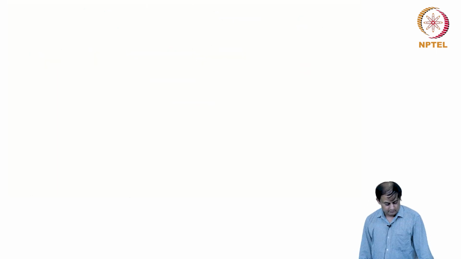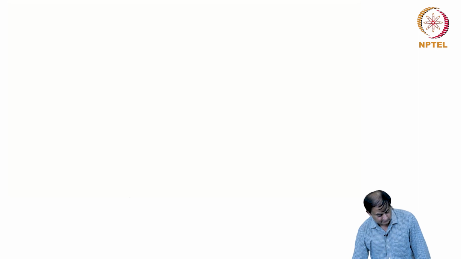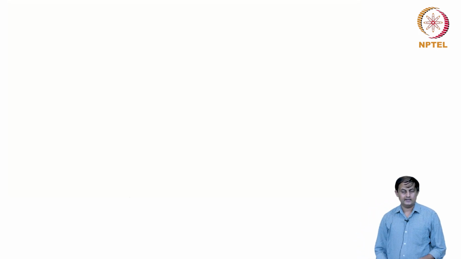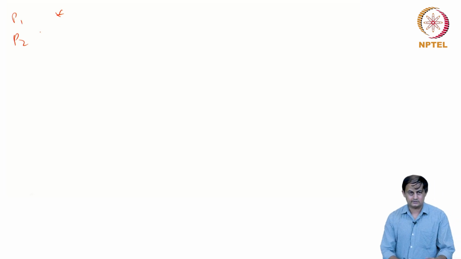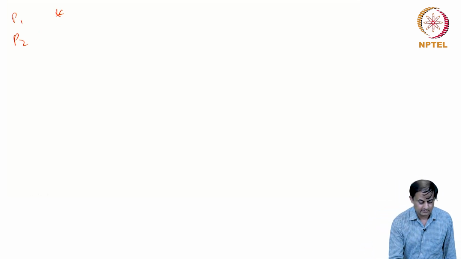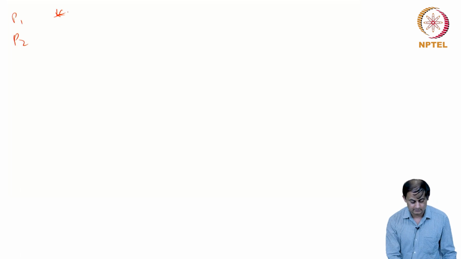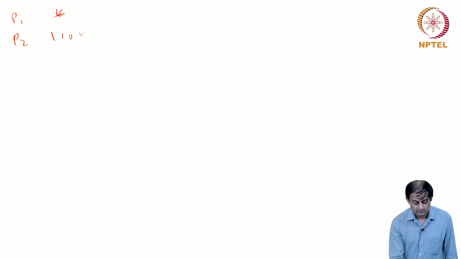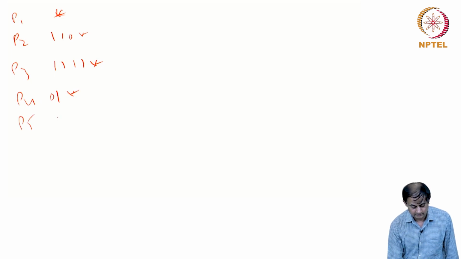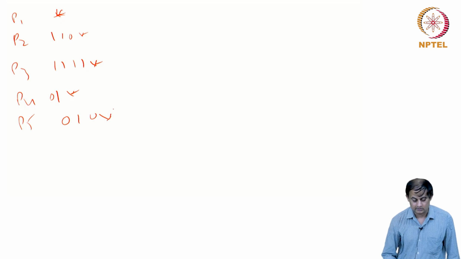So maybe let's take one more example of constructing the binary trie. Let's say P1 is again star, P2, in this case I'm going to ignore the interface number or the port number, just the prefix notation. So this is 110 star, P3 is 111 star, P4 is maybe 01 star, and P5 is 010 star. Construct a binary trie for the set of the prefixes.